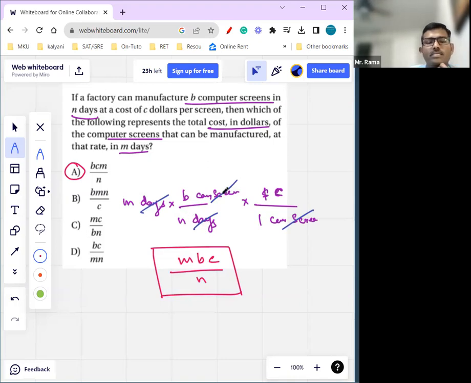And then I see the screens, look for the word screens. Like I see a computer screens, cost is C dollars. So C dollars per one computer screen. Now I can see that screens and screens cross out. So pretty much all the units should be crossed out. If the units are not crossed out, that means you're not simplifying further.